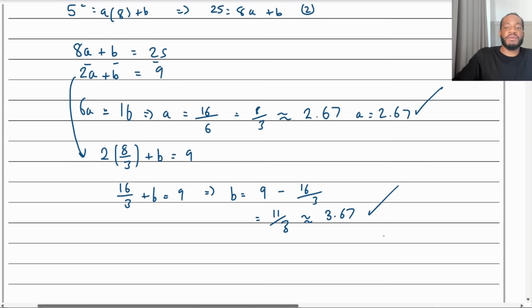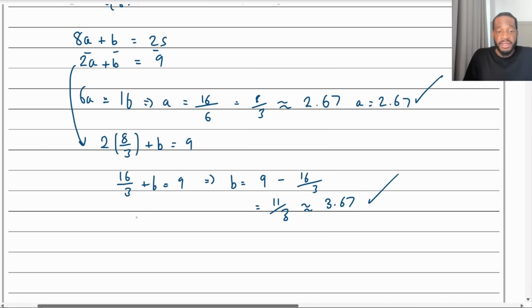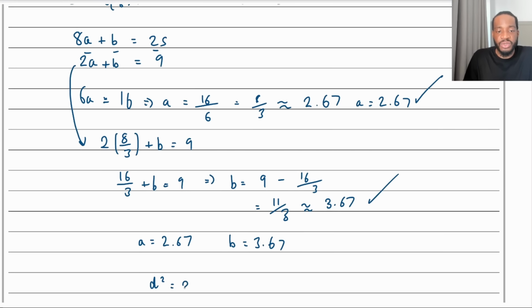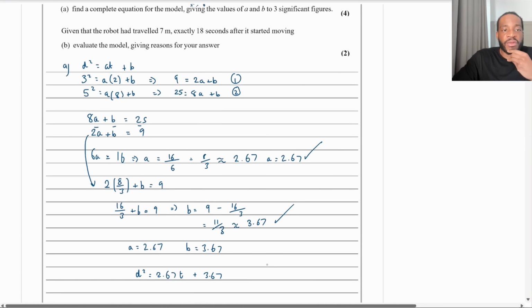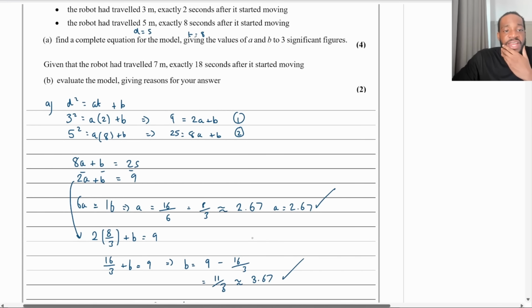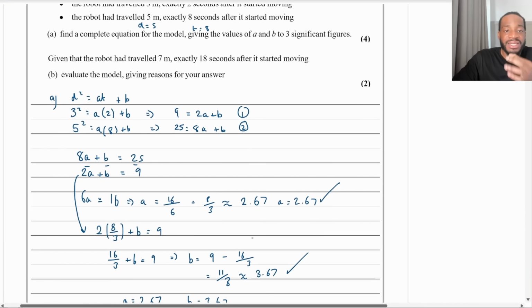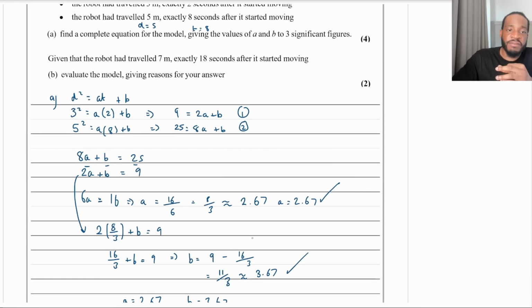Okay, so therefore a is equal to 2.67, b is equal to 3.67. So therefore the model d squared is going to equal 2.67t plus 3.67. So that's it. And then now that we've got the model, we can do part B. It says, given that the robot had traveled 7 meters exactly 18 seconds after it started moving, evaluate the model, giving reasons for your answer.